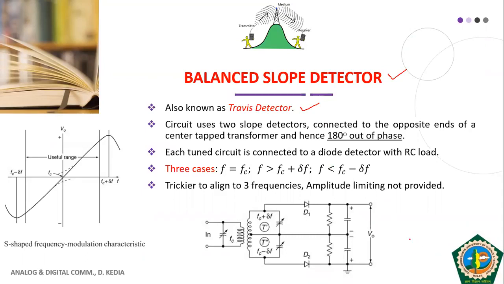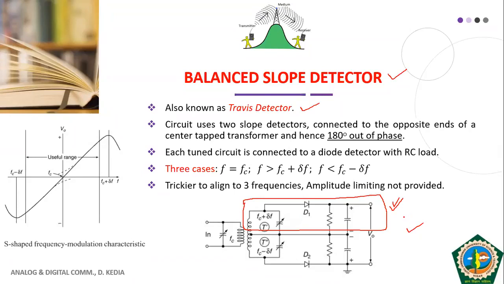Okay, so if you look at the circuit of Travis detector or balanced slope detector carefully, you will observe that this is again more or less similar to your basic slope detector. Okay, but a few additions have been made here. So if you concentrate only on the top portion of this balanced slope detector, this is nothing but your basic slope detector.